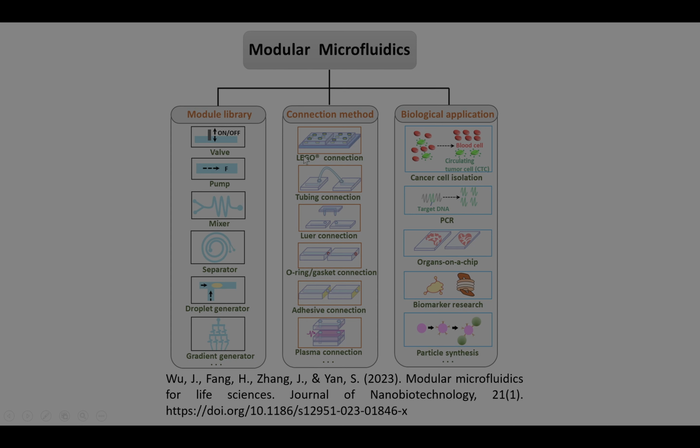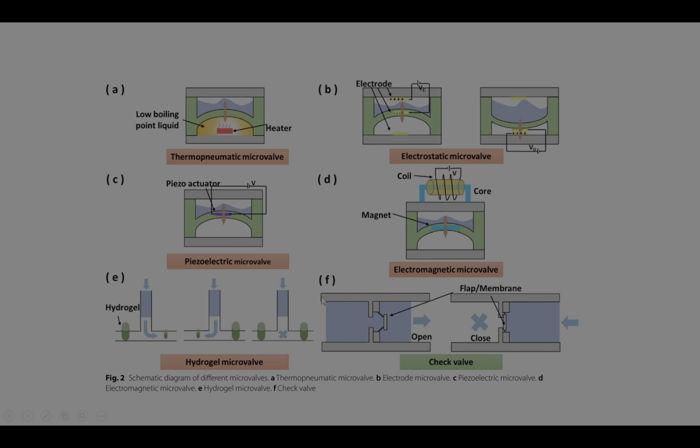There are different kinds of connection methods, like a Lego connection, where we can use the normal plug and play one. Then tubing connection, Luer connection, O-ring gasket connection, adhesive connection, and plasma connection. Then the biological applications have grown with the development of microfluidics, that is cell and cancer isolation, PCR can be done, organ on chip, biomarker research, and particle materials can be made using the microfluidic device.